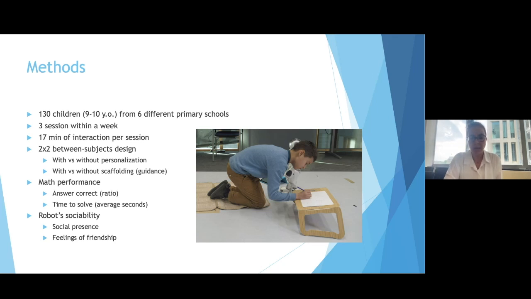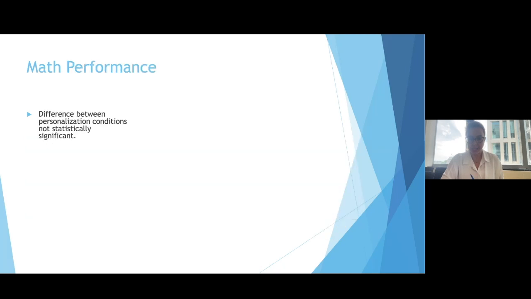Furthermore, 80% of the interaction was filled with math dialogue. We used a 2x2 between-subjects design, where personalization and scaffolding were the independent variables, and we measured math performance and the robot's sociability as the dependent variables. Next slide, please.